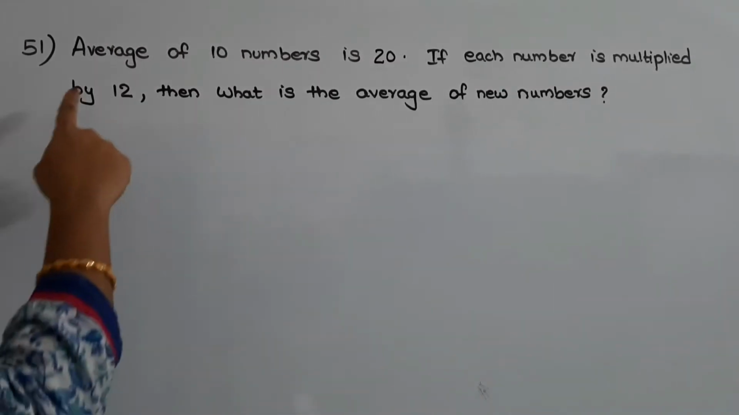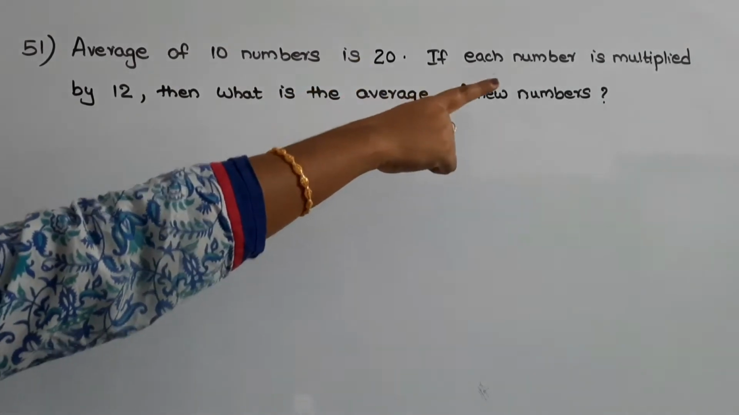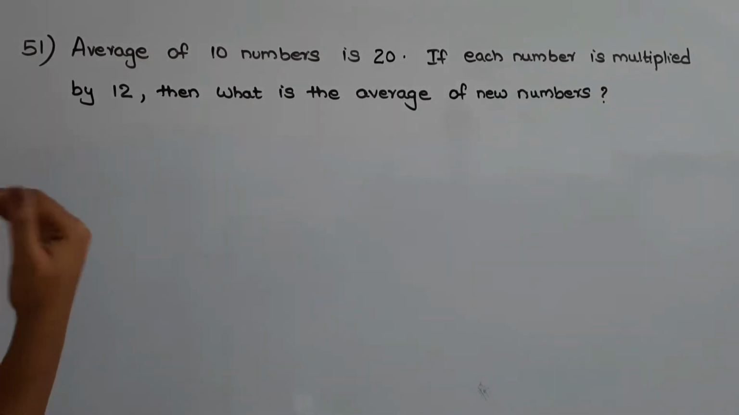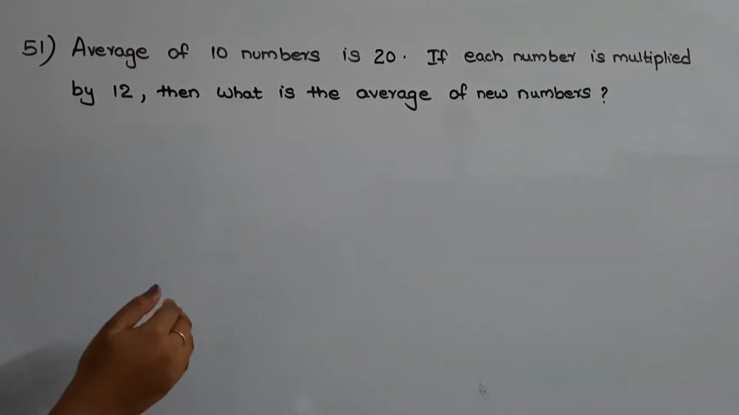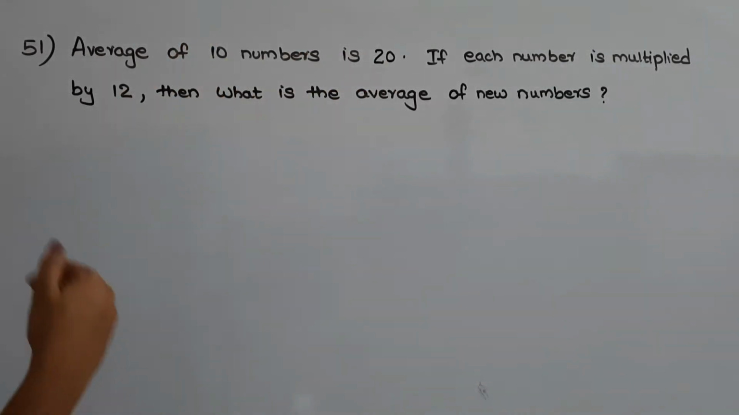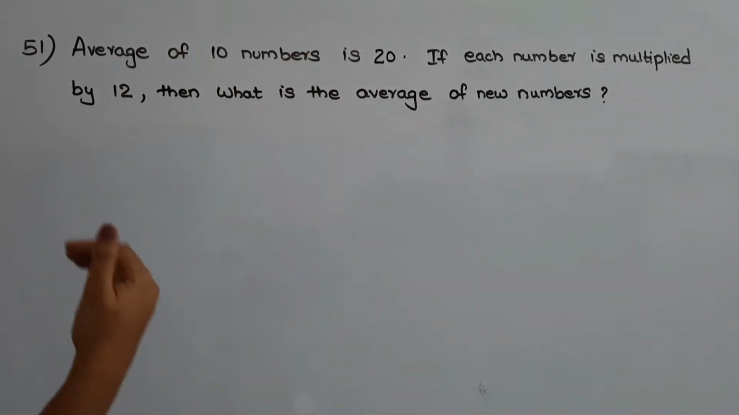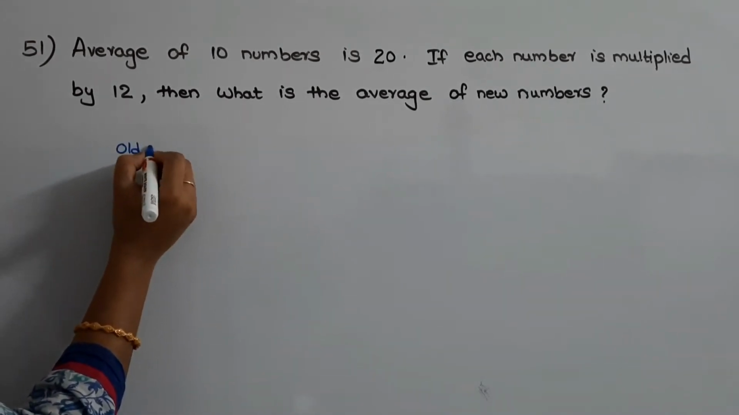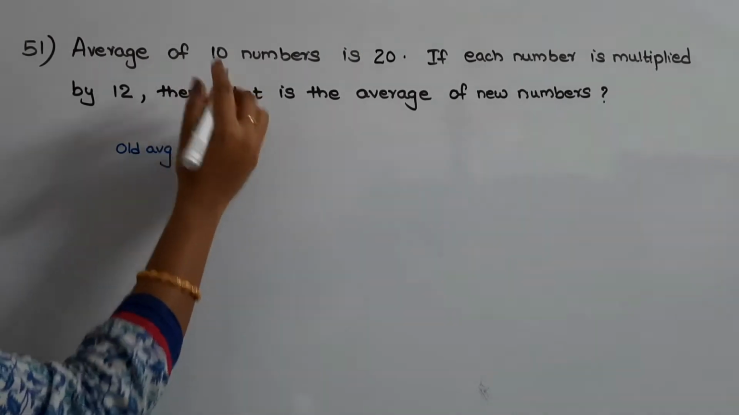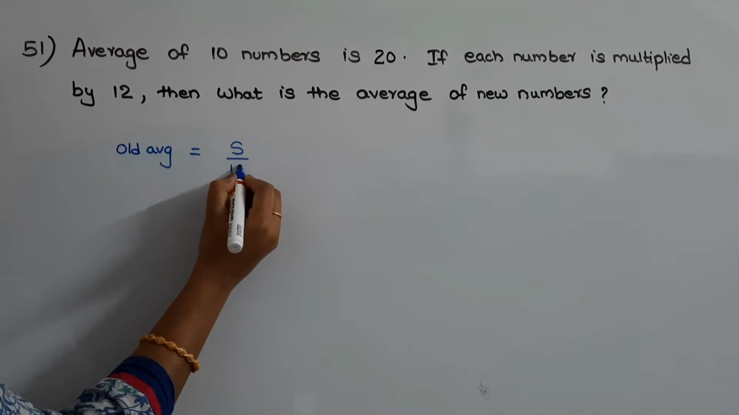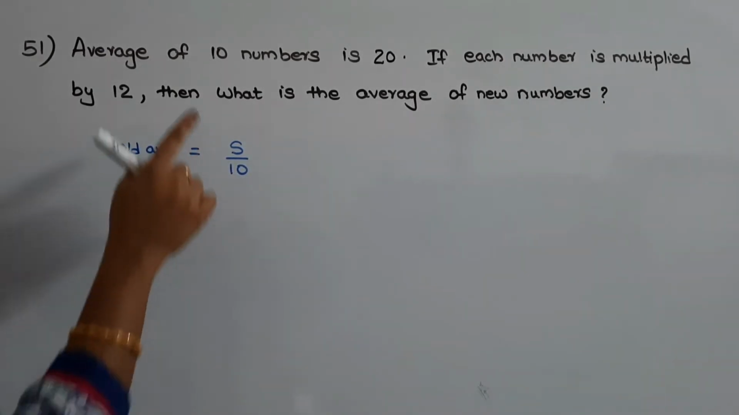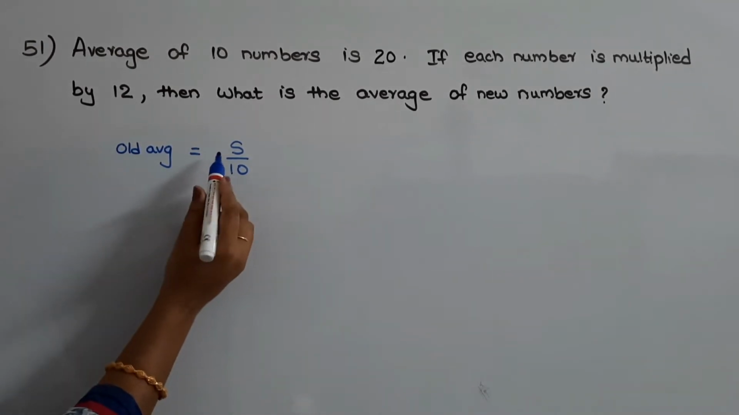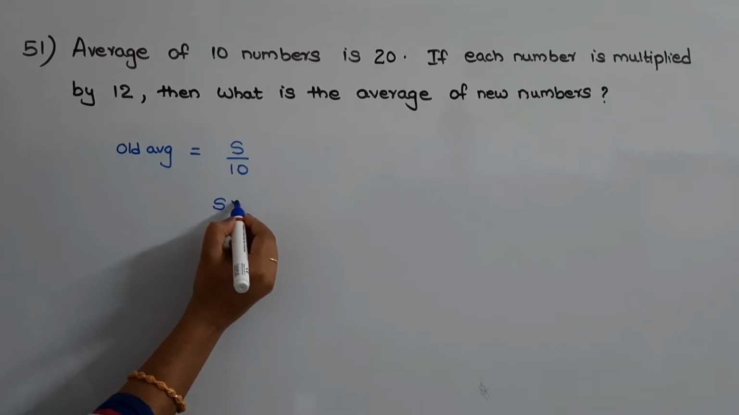The next question is, average of 10 numbers is 20. If each number is multiplied by 12, then what is the average of new numbers? So in this question, they have given the average of 10 numbers as 20. Then they are telling that if each number of these 10 numbers is multiplied by 12, then what is the average of new numbers? So what will be the old average? Old average will be equal to sum of those 10 numbers divided by 10. Now if each number of these 10 numbers is multiplied by 12, then what will be the new sum? New sum will be equal to old sum into 12.